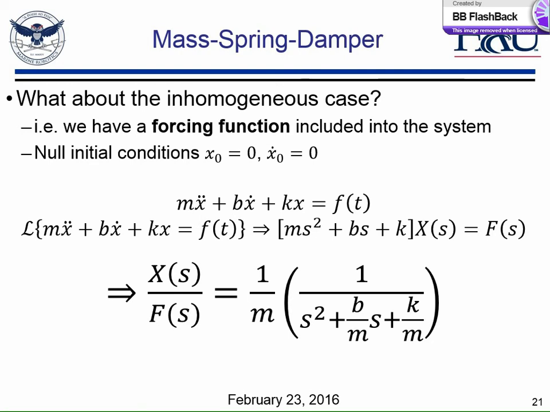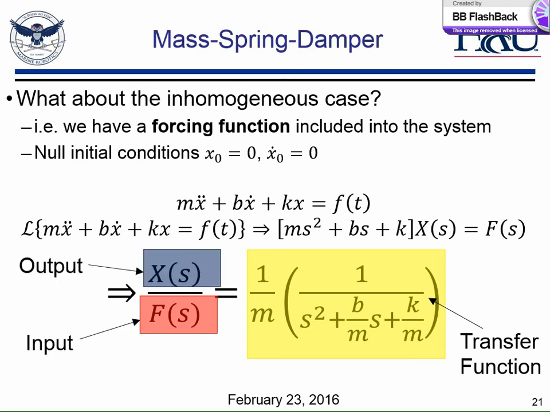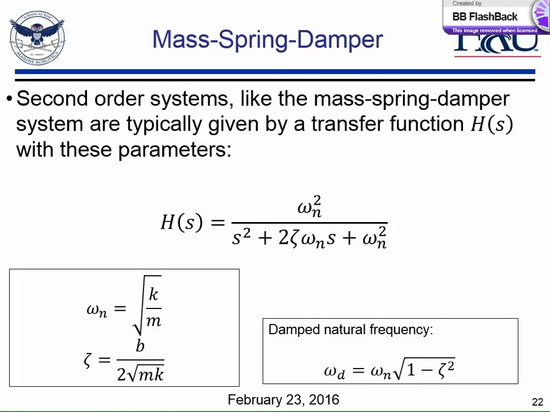What is this called? Does anybody know from dynamic systems? Right, so we have a transfer function, which relates an input to an output of the system. In this case, our input is our forcing function, and our output is our state, x. So second-order systems like the mass spring damper system are often represented by this transfer function, right? This transfer function is nice because it gives us a lot of properties of our system that we like. We have our natural frequency for the undamped system, omega n, and we have our damping ratio, which is b over 2 times radical mk.